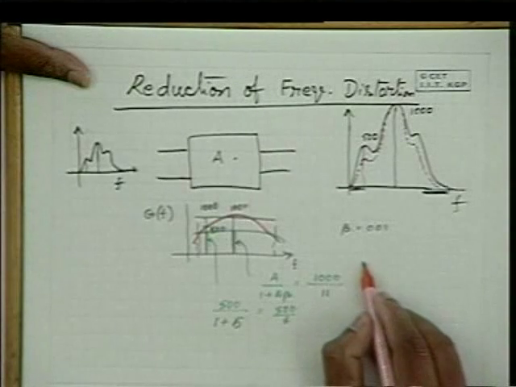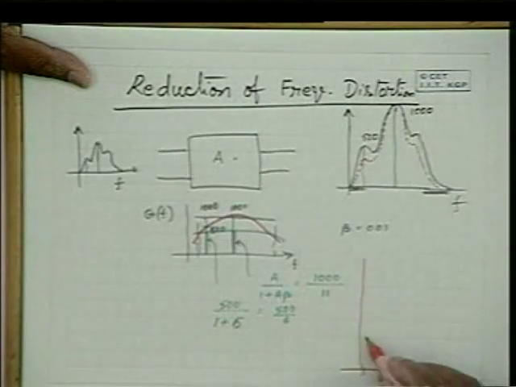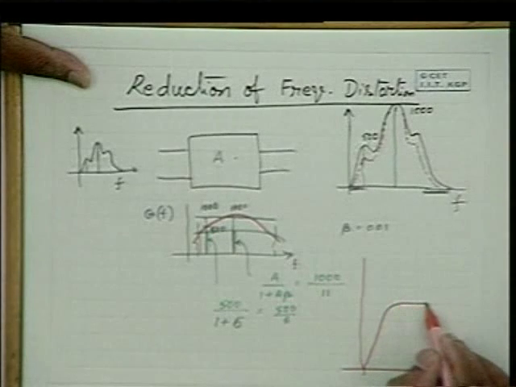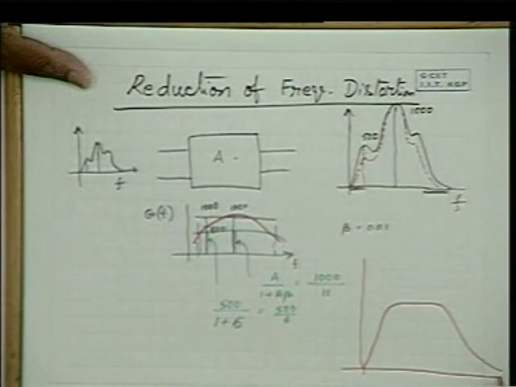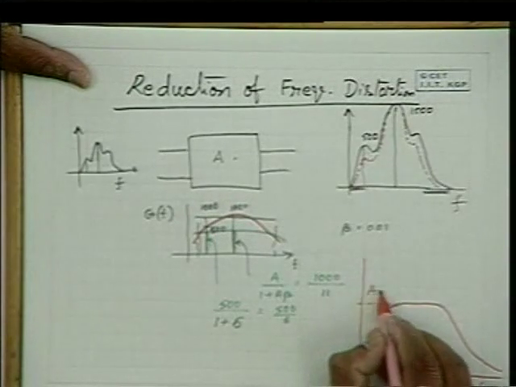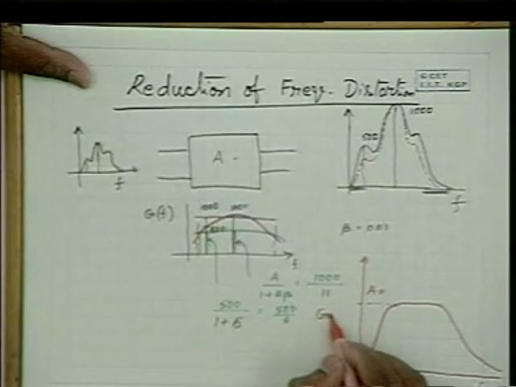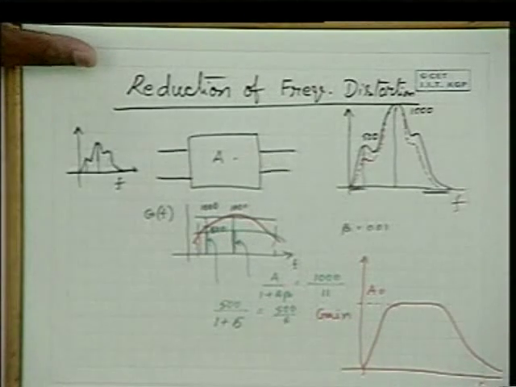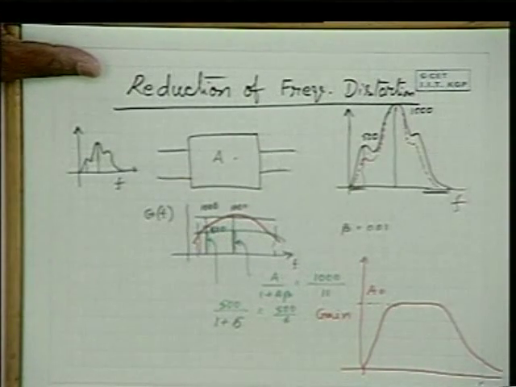Hence the feedback reduces the frequency distortion. And for the same reason, the feedback improves the frequency response of an amplifier. If this is the frequency response of an amplifier, say this is the gain, overall gain, and let me call it A naught. This is gain versus frequency, gain as a function of frequency, because for different frequencies the gain is different.